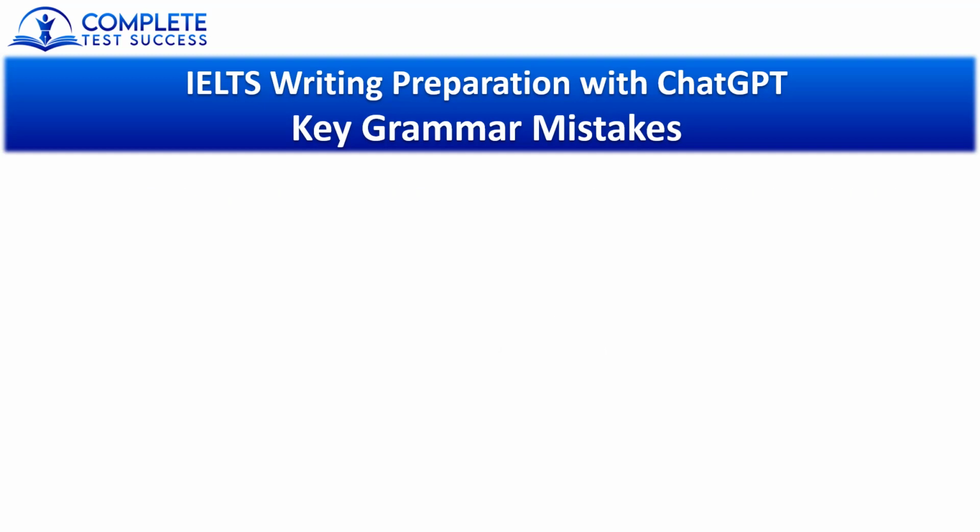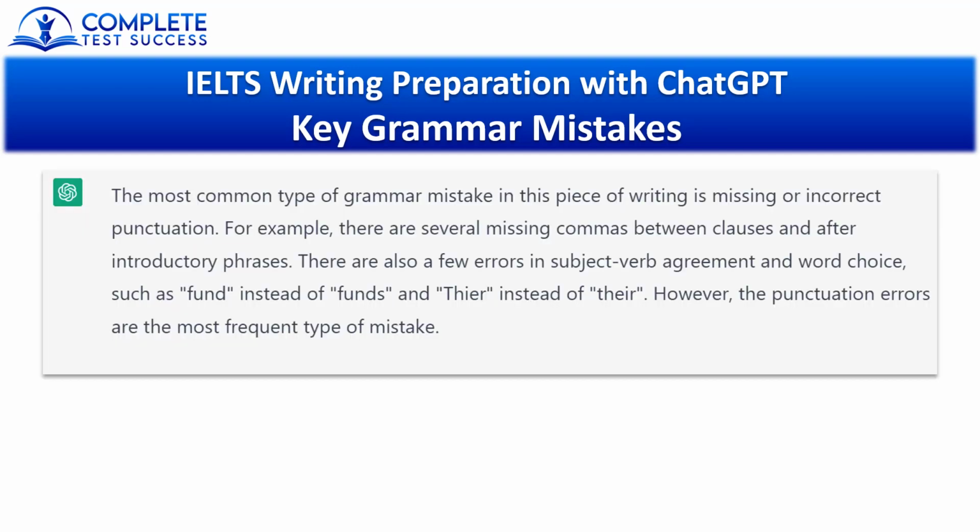So here is an example from the essay that I asked it to check. It said, "The most common type of grammar mistake in this piece of writing is missing or incorrect punctuation. For example, there are several missing commas between clauses and after introductory phrases. There are also a few errors in subject-verb agreement and word choice, such as fund instead of funds and there instead of there. However, the punctuation errors are the most frequent type of mistake."